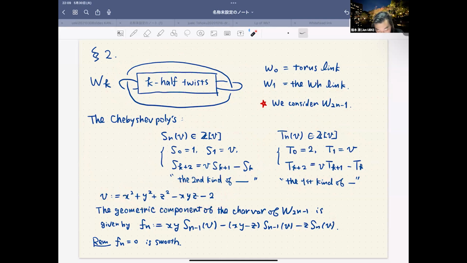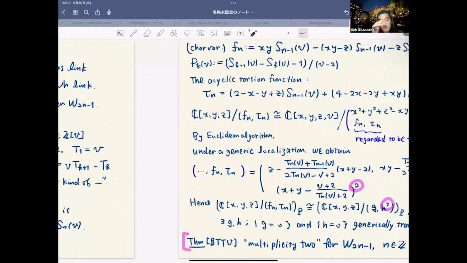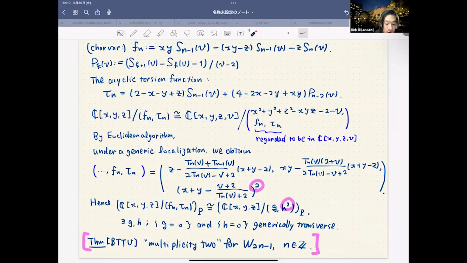Then the geometric component of the character variety of W_{2n-1} is given by the following polynomial in x, y, z, and v. We can verify that if n equals 0 it is a smooth variety. We also have a calculation of the acyclic torsion function. It is also given by x, y, z, and v, and this function p_k in v. So this is a rational function in x, y, z, and v.